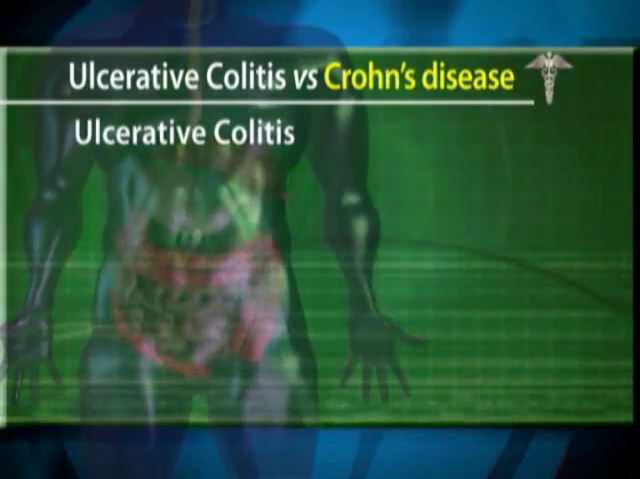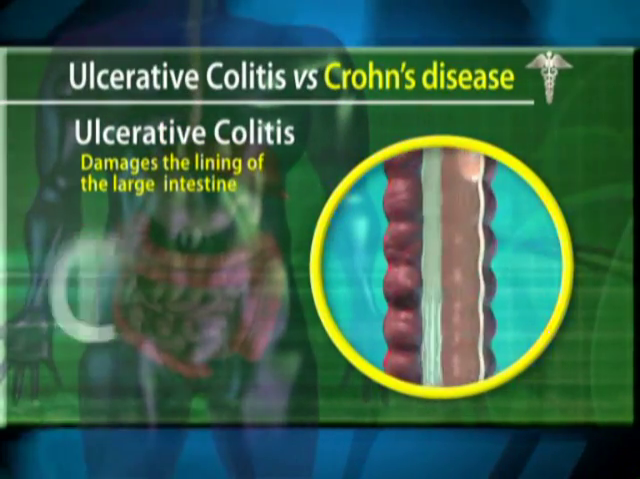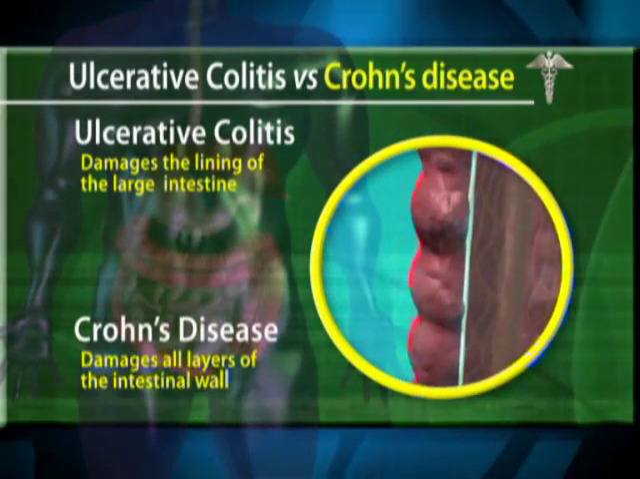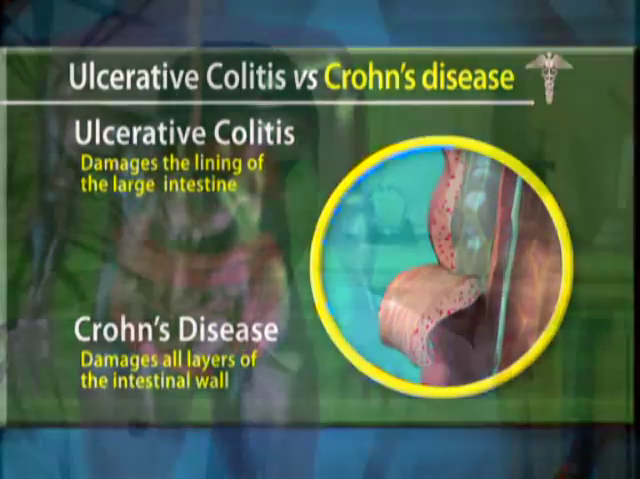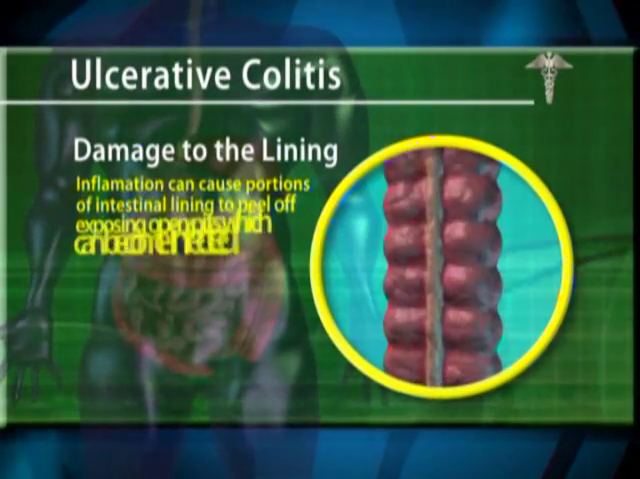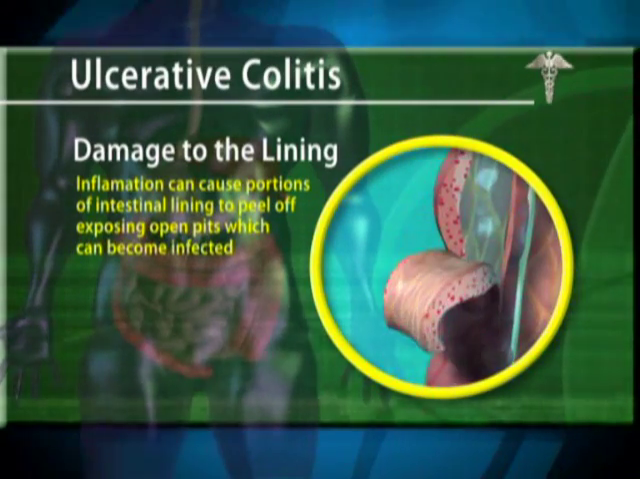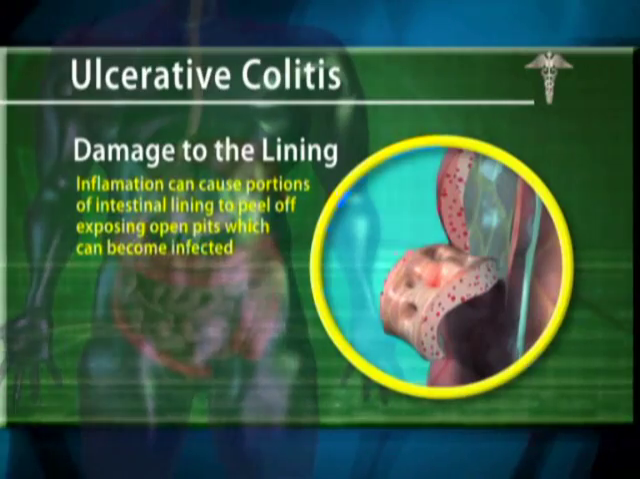Ulcerative colitis and Crohn's disease are two common forms of IBD. Ulcerative colitis occurs only in the lining of the intestine, while the damage caused by Crohn's disease can extend to all layers of the intestinal wall. The inflammation associated with ulcerative colitis can eventually cause portions of the intestinal lining to peel off, exposing open pits or ulcerations which can easily become infected.